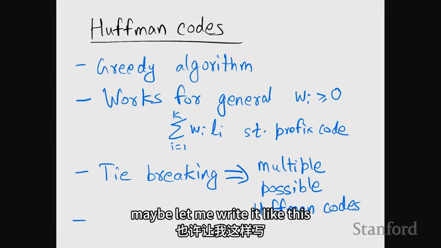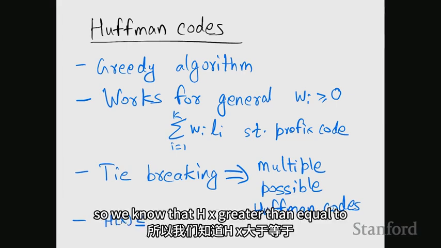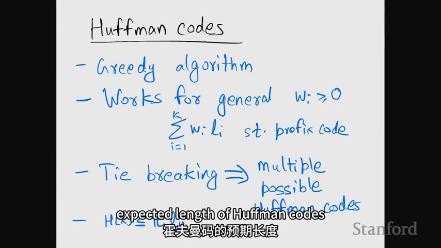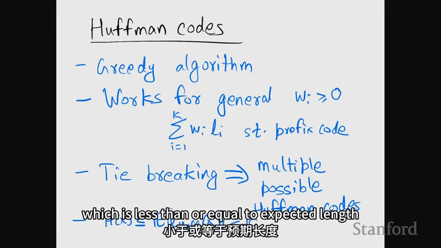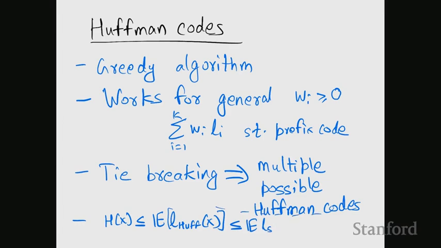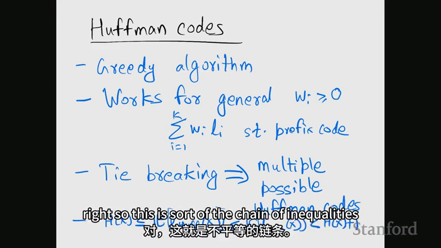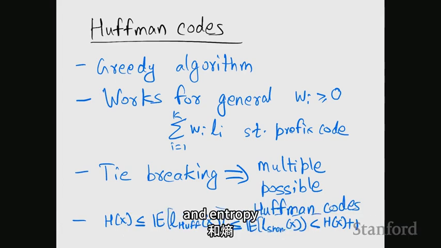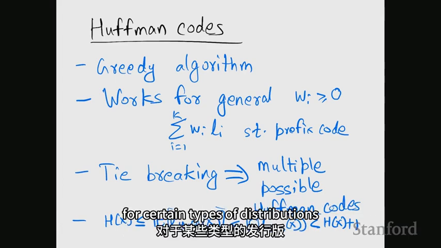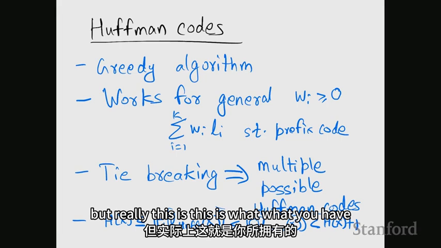Maybe let me write it like this. So we know that H(X) is greater than or equal to the expected length of Huffman codes, which is less than or equal to the expected length of Shannon codes, which is less than H(X) plus 1, right? So this is sort of the chain of inequalities. So Huffman codes are somewhere between Shannon codes and entropy. For certain types of distributions, you can prove stronger results, but really this is what you have.